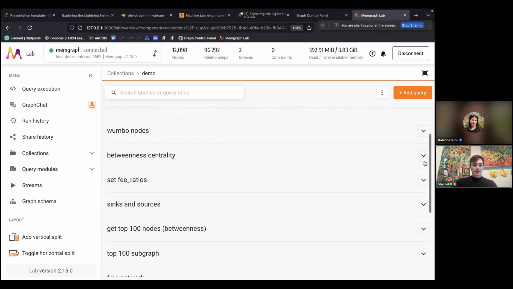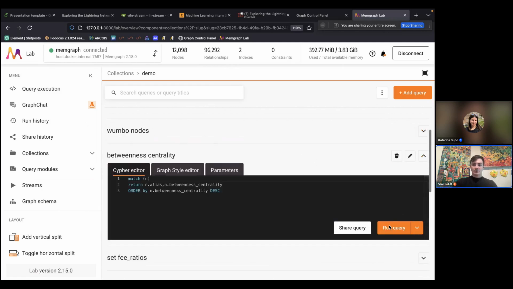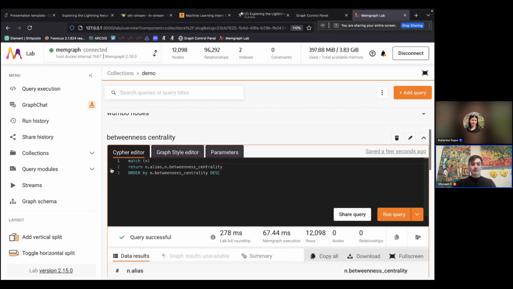So next up is betweenness centrality. Betweenness centrality is the ratio of shortest paths that a node lies on relative to all shortest paths in the network. And here higher is better.